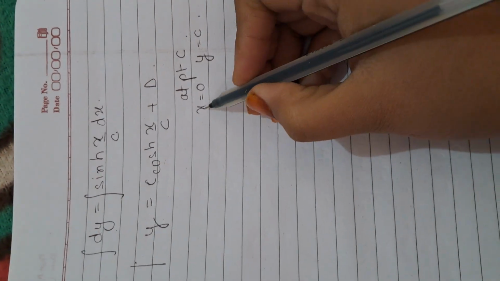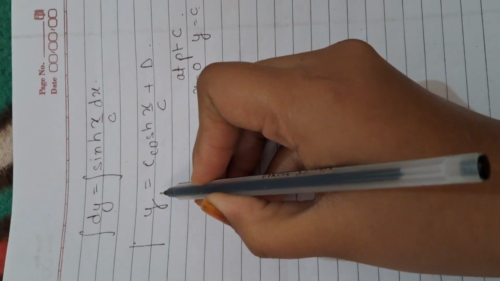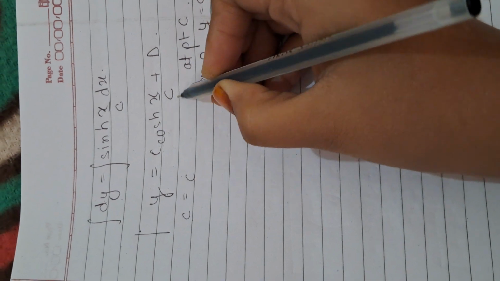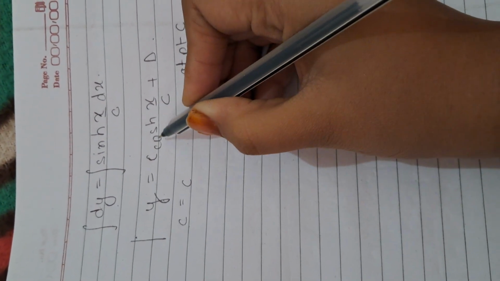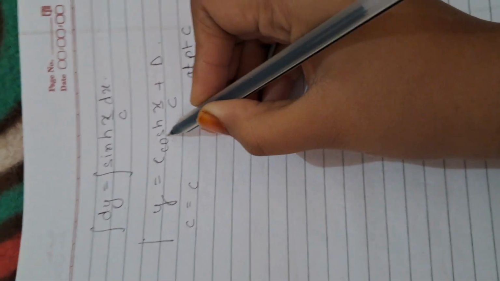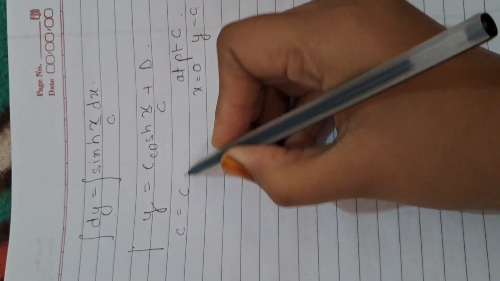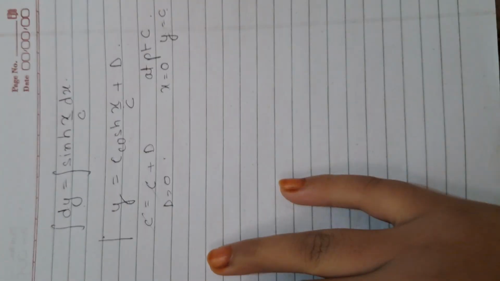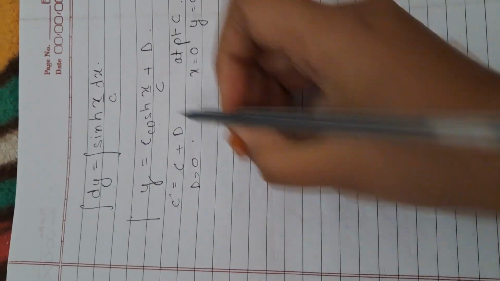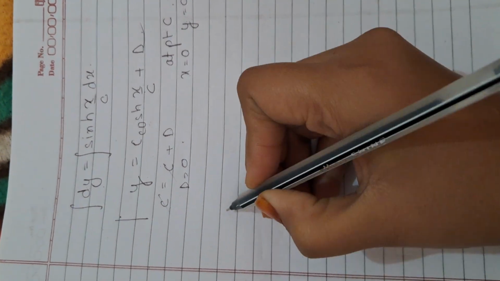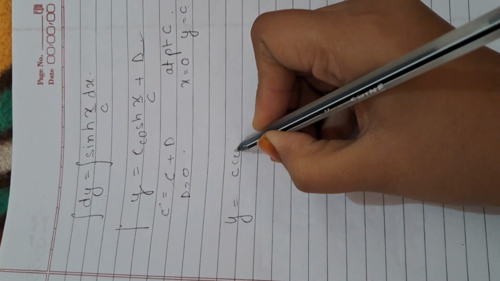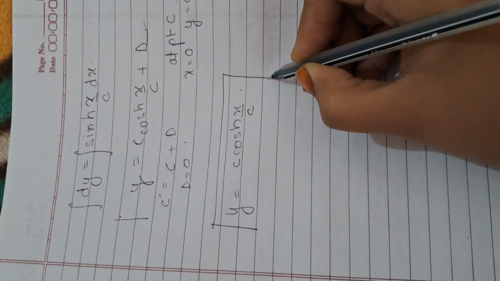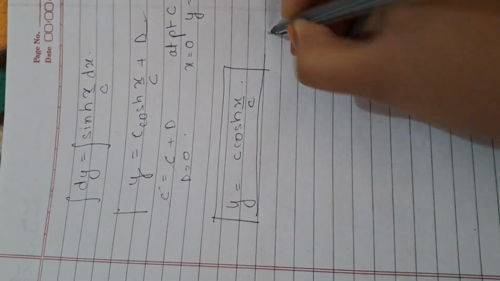Again finding the value of d at the lowest point of the catenary, at point c, we know x is 0 and y equals c. Putting x equals 0, cos hyperbolic 0 is 1, so c equals c plus d, c is cancelled, so d equals 0. Putting the value of d in this equation, we get y equals c cos hyperbolic x by c, which is our Cartesian equation of the common catenary. Thank you.